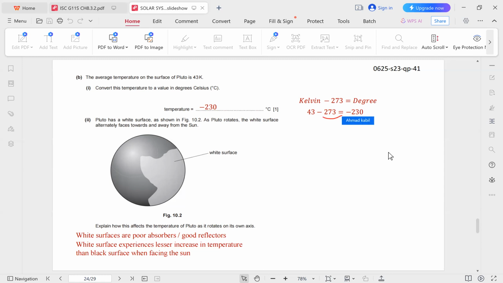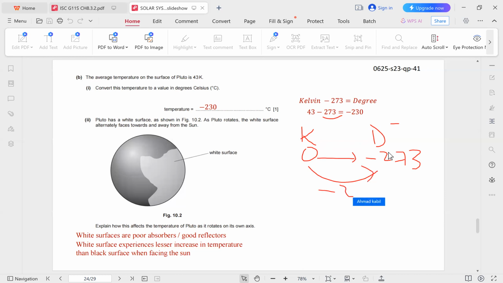And you should remember that 0 Kelvin is the minimum temperature. So Kelvin can only be 0, it cannot be negative. But degrees can be negative. So 0 becomes negative 273. And this reminds you that to go from Kelvin to degrees, you just subtract 273.